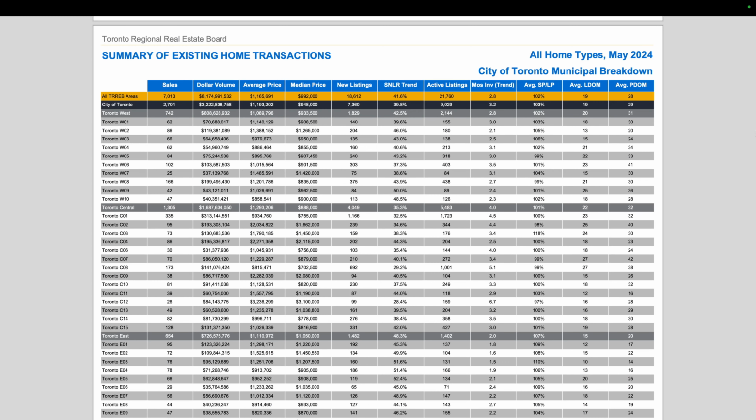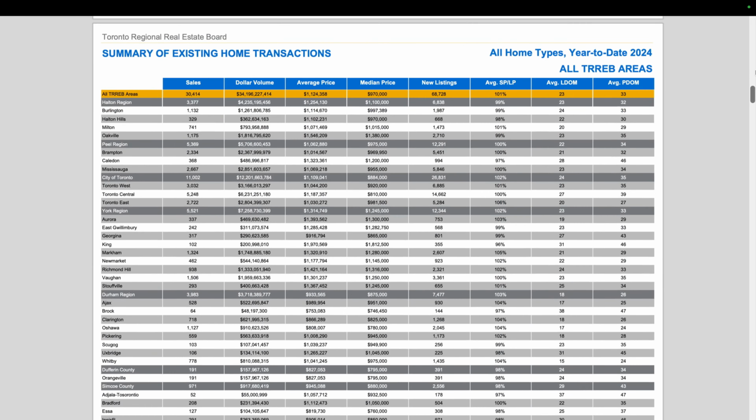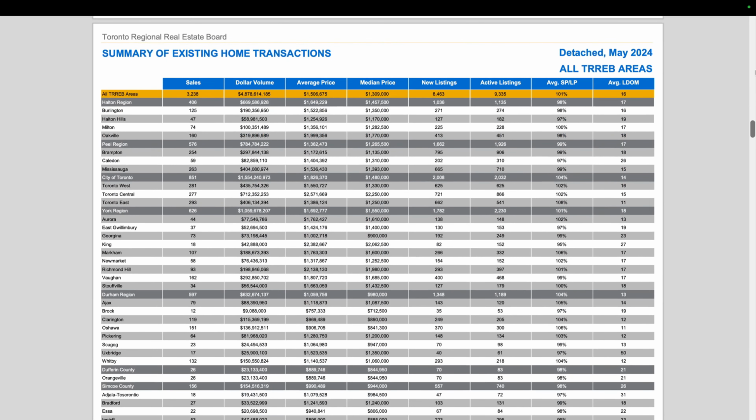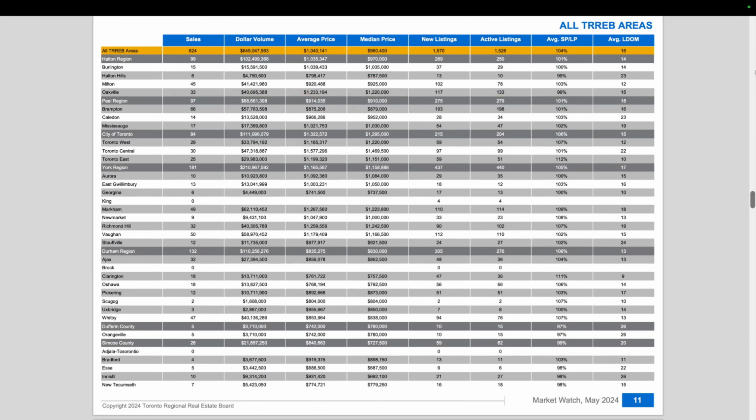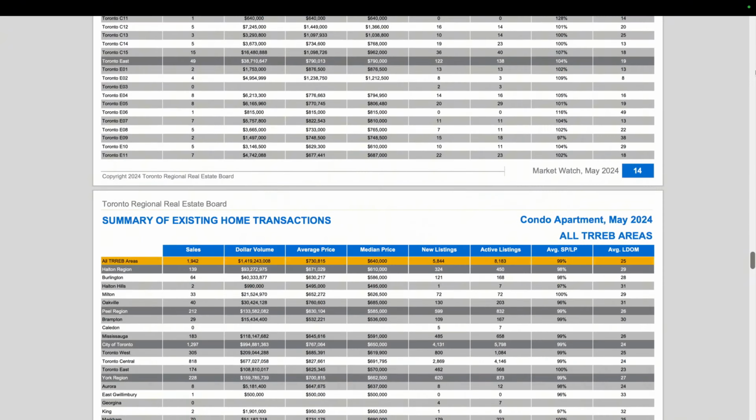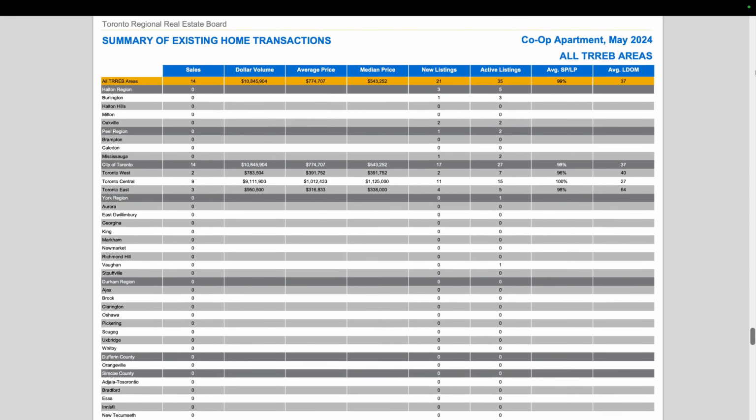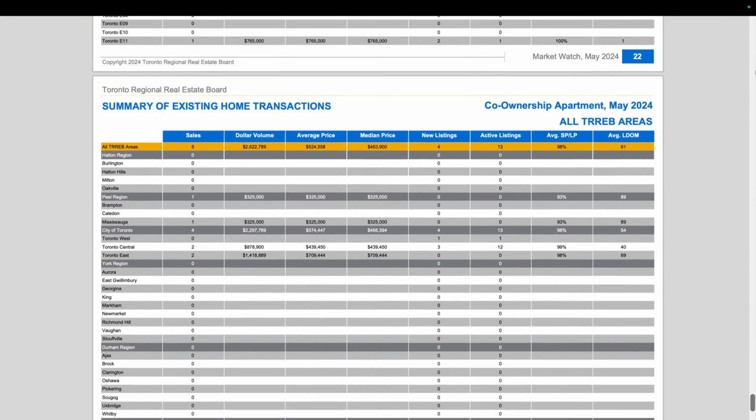This next page provides a detailed breakdown of the City of Toronto area. Starting from page 5, you'll see the areas broken down by home types. The breakdown includes all home types: detached, semi-detached, attached row towns, condo apartments, link, co-ops, detached condos, and co-ownership apartments. There's very little data and few properties for the last three types, so I'm not sure why they even show this data because it's mostly irrelevant. I never actually look at this data, so you can ignore it unless you own one of these property types.